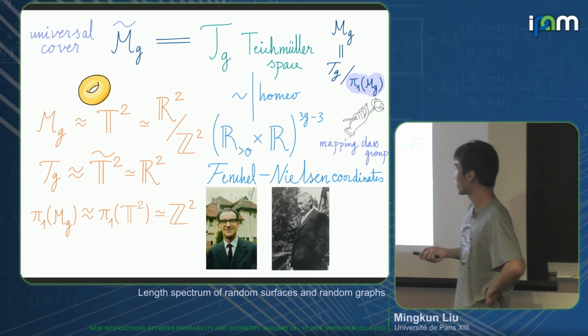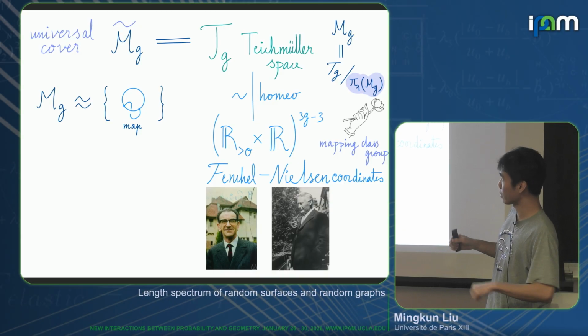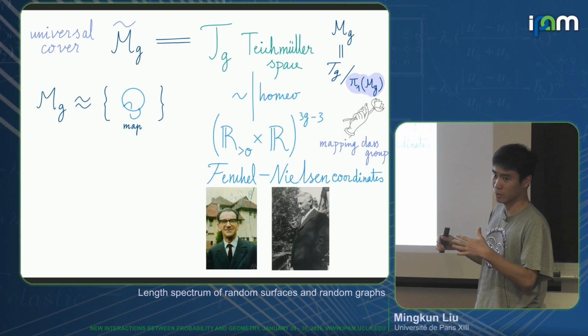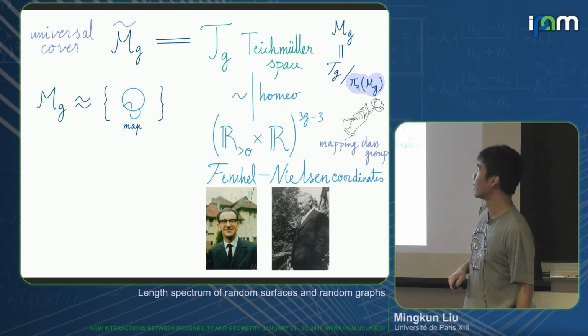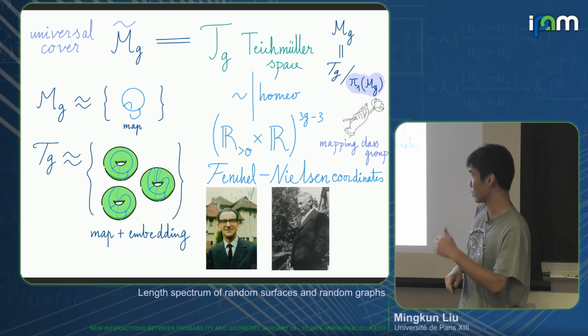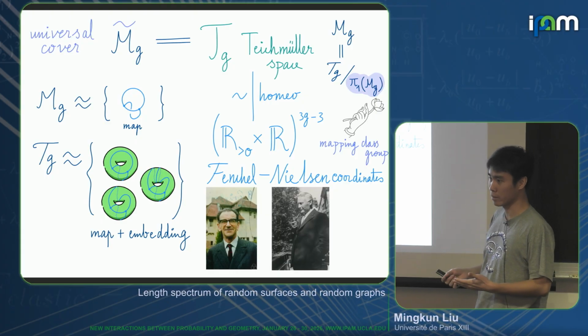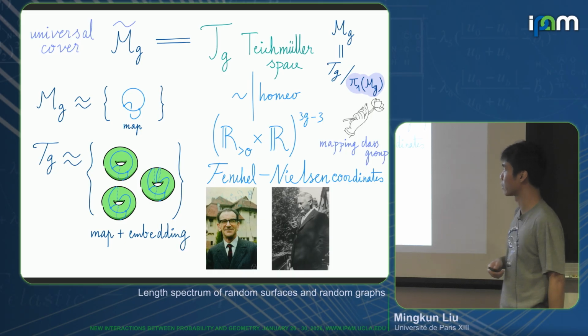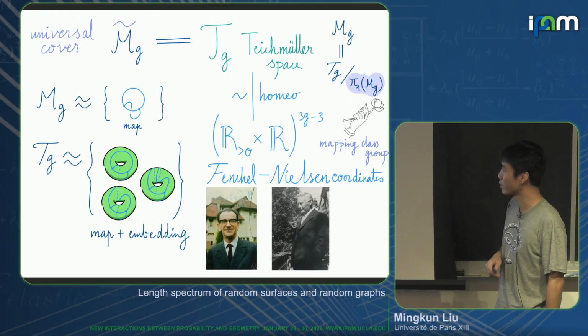And I think a better analogy, if you know what a map is: the moduli space is sort of like the set of all maps with fixed topology, which is a finite set. And the Teichmüller space is a set of maps, but with an embedding. This makes it immediately infinite, but somehow easier from some other perspective.